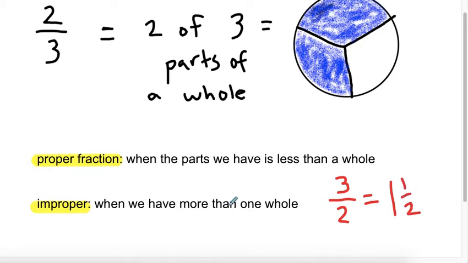So just some terminology, some vocab there for you: 2/3 being a proper fraction, and 3 halves being an improper fraction. Also, you'll notice in proper fractions, the top number, the numerator, is always going to be smaller than the denominator. Improper is the opposite. The numerator on top will be bigger than the denominator.